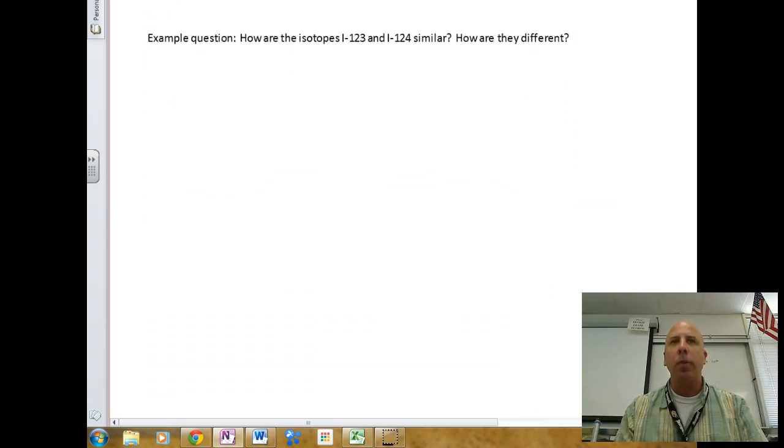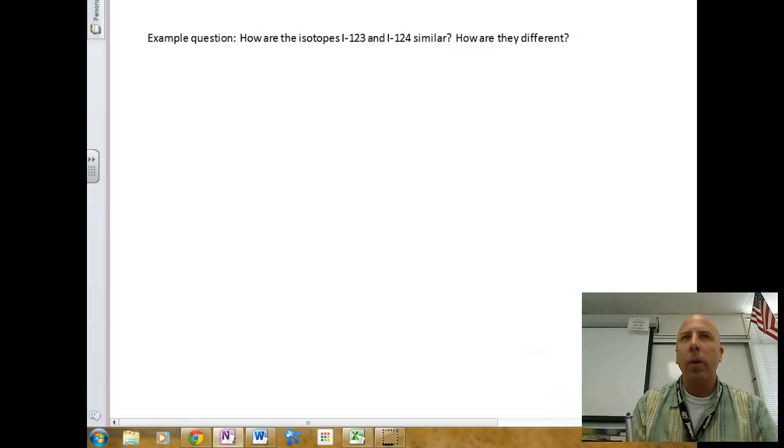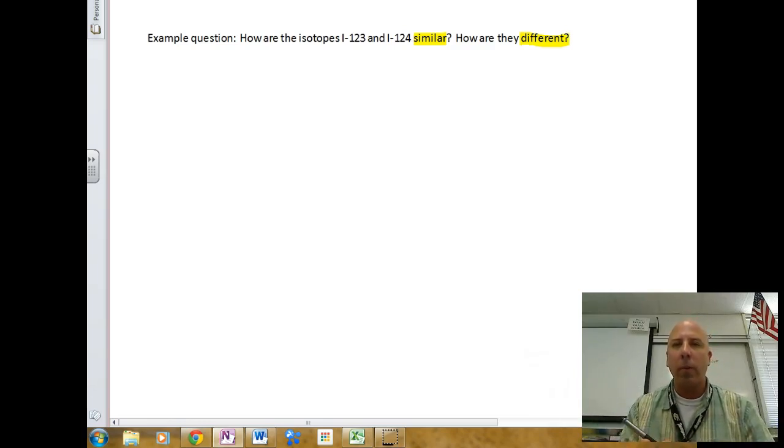Let's look at this sample question. It says, how are the isotopes of iodine-123 and iodine-124 similar? Okay, so we're looking for similarities between these, and then we're looking for how they are different. So let me annotate this real quickly, to make sure I answer both of those questions, the similarity and the difference. If you think you've got this, go ahead and pause the video right now and see if you can come up with the same similarities and differences that I come up with.